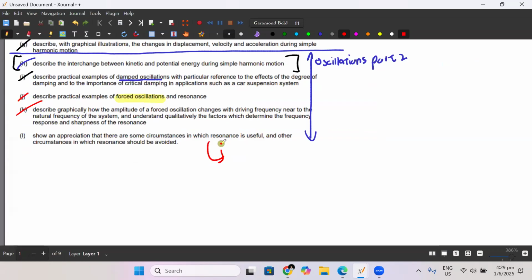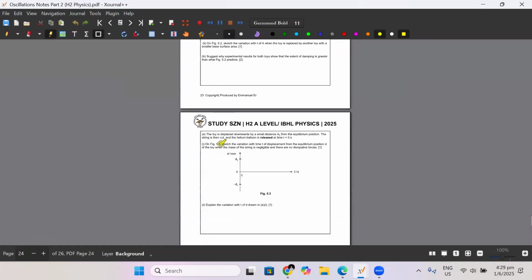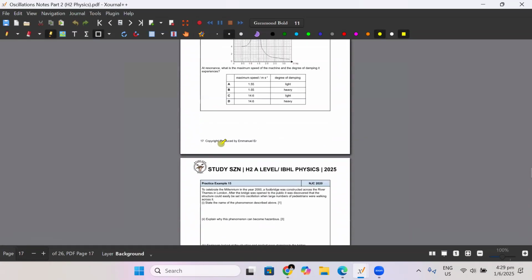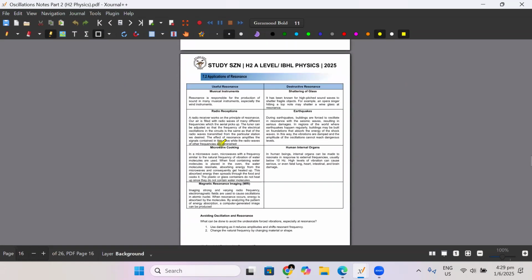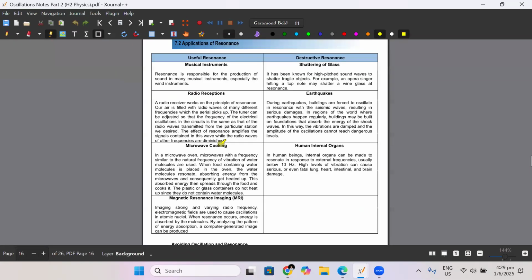So they finally test you some simple stuff like when is resonance useful and when is resonance not useful. For this one, if you can build the intuition, read the examples in the notes. It should be in part 2. Let me find it for you real quick. So this is useful cases and destructive cases. I'll leave this to you as self-reading.